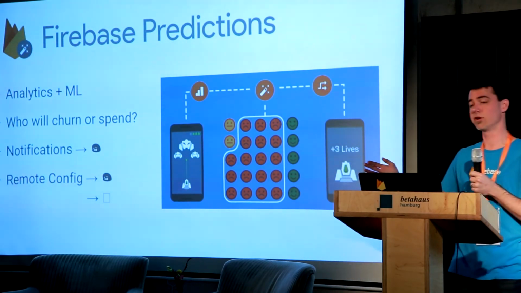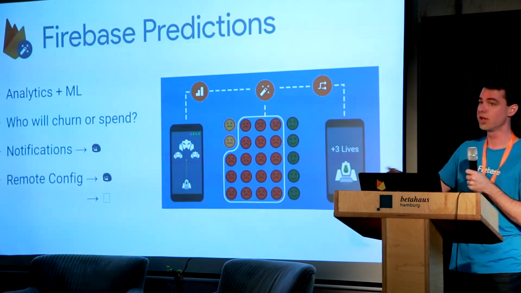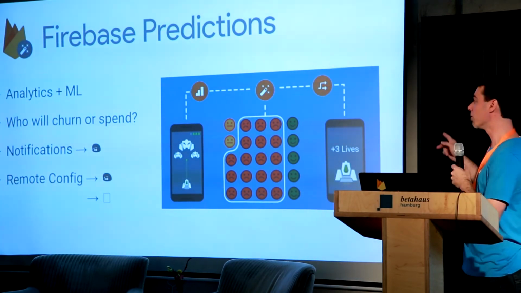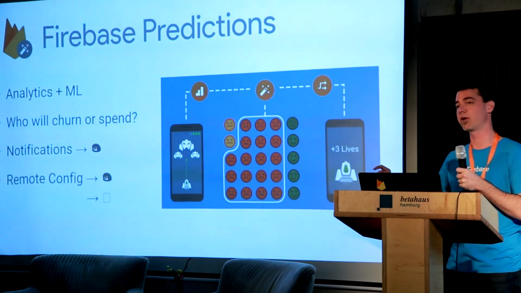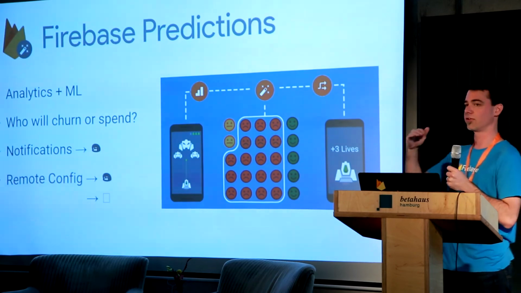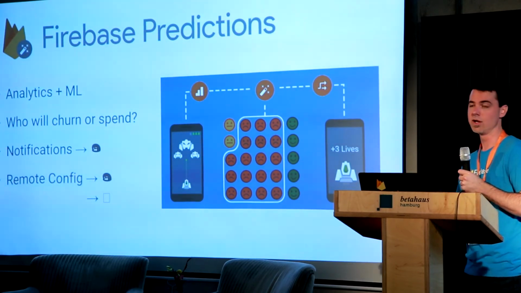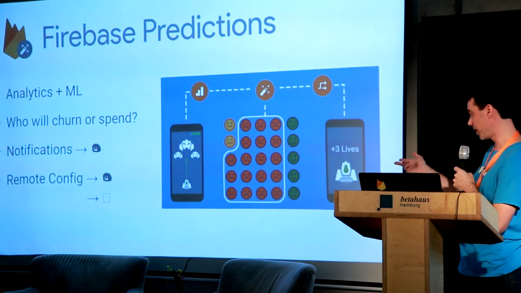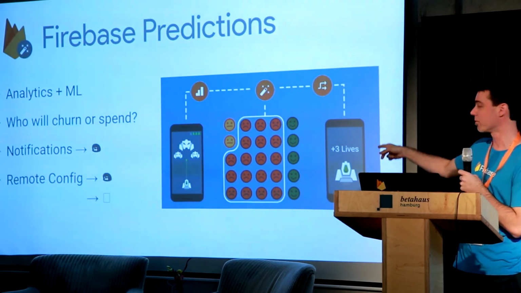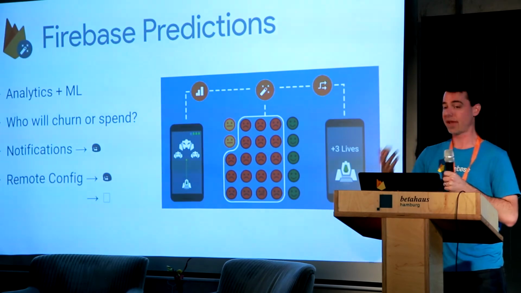And you don't write any lines of code for this. Predictions just tells you this based on analytics data that it's collecting. You can also tie in with remote config. So now you can have a remote config parameter split between churning users, non-churning users, and paying users. So if you want to change the behavior and appearance of your app based on what Predictions thinks the user is going to do, that's really easy now.